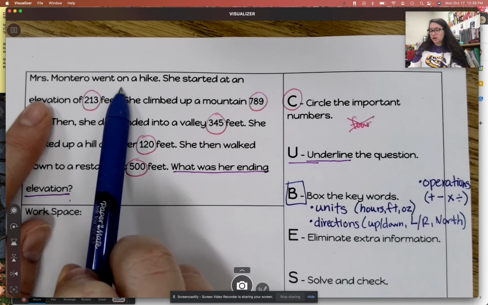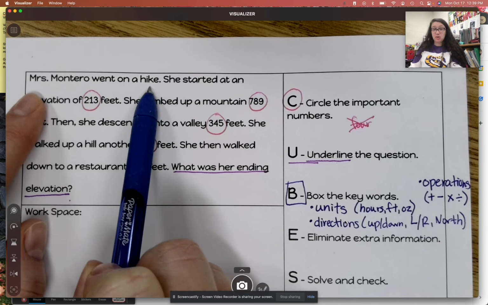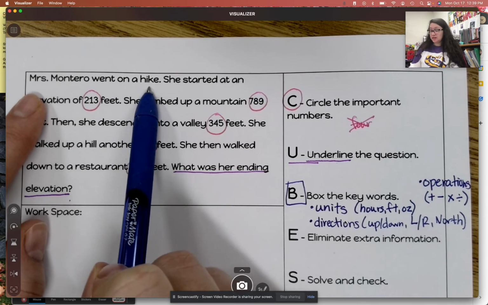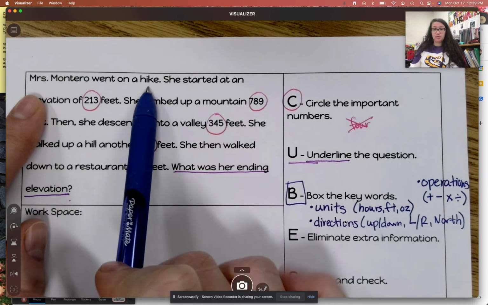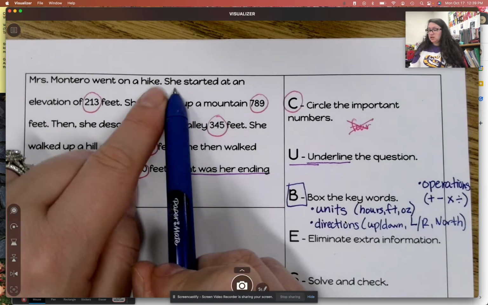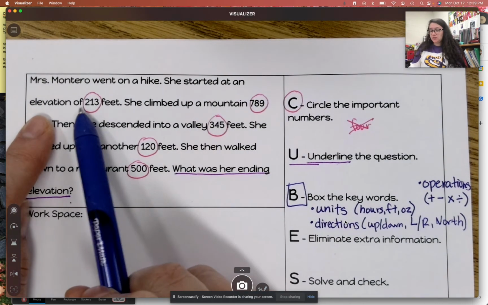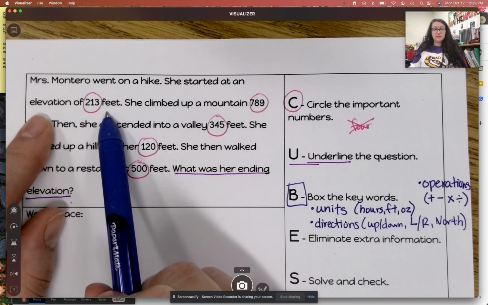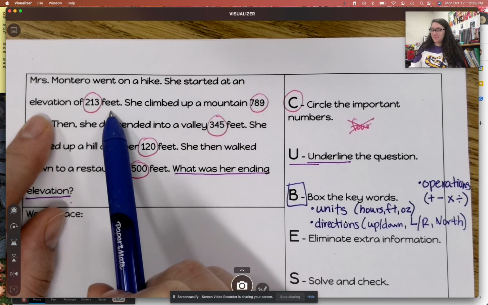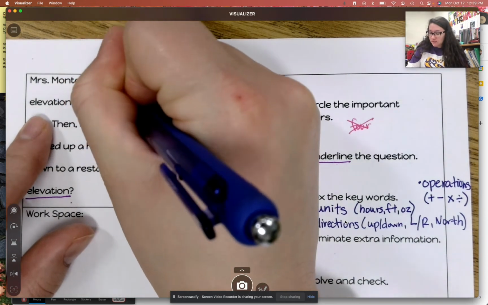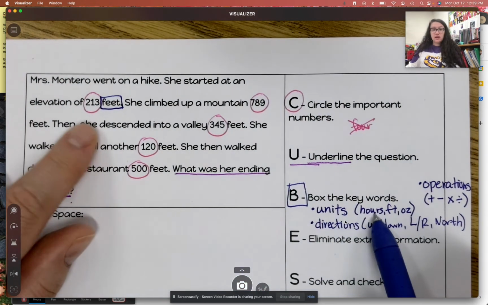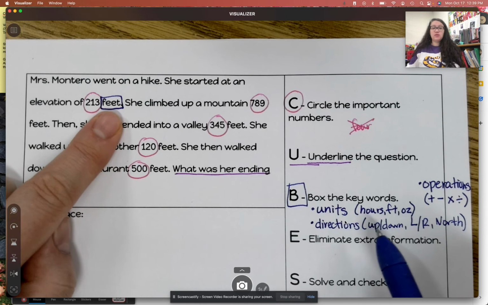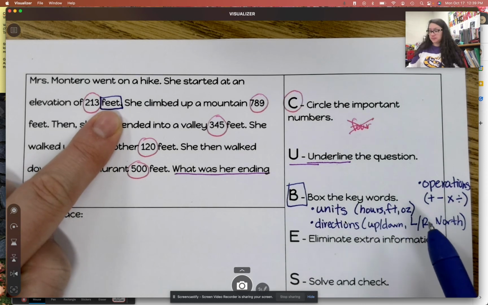Mrs. Montero went on a hike. Anything important there? Nope. Nothing tells me a unit, direction, or operation. She started at an elevation of 213 feet. Anything important in that sentence? Feet. Feet is a unit. It's a way that I measure things. Whenever we see a unit, that's going to be a key word for us.